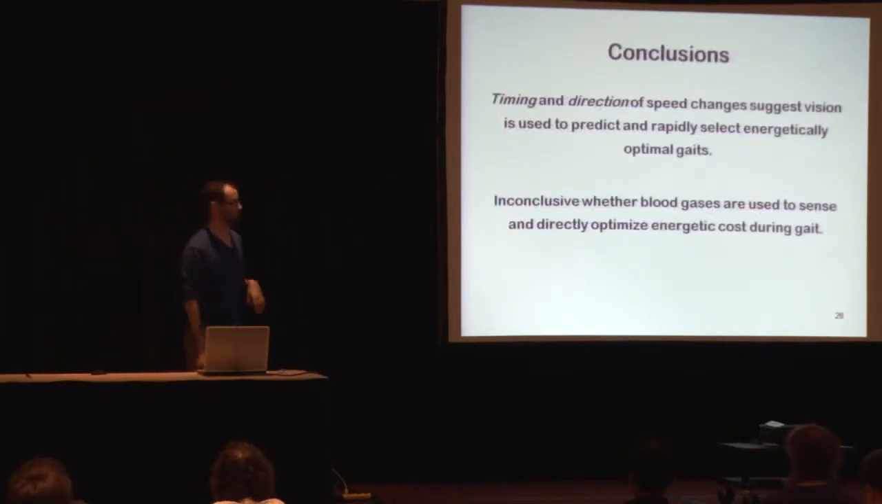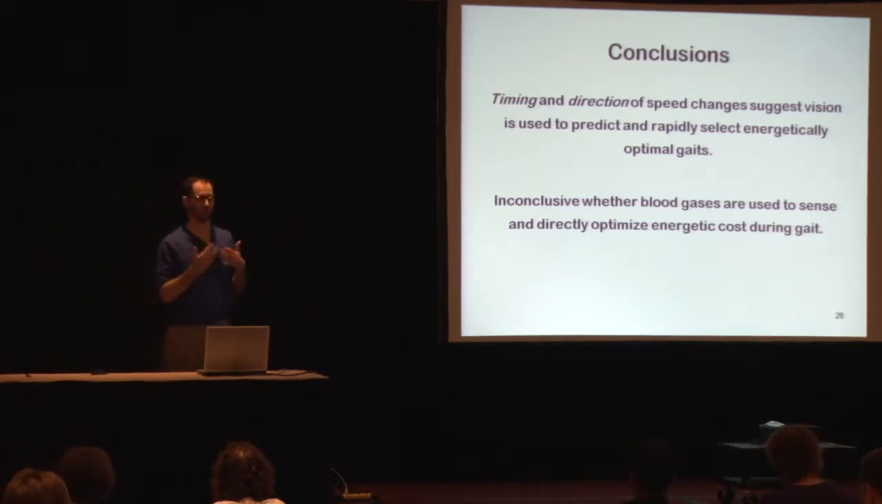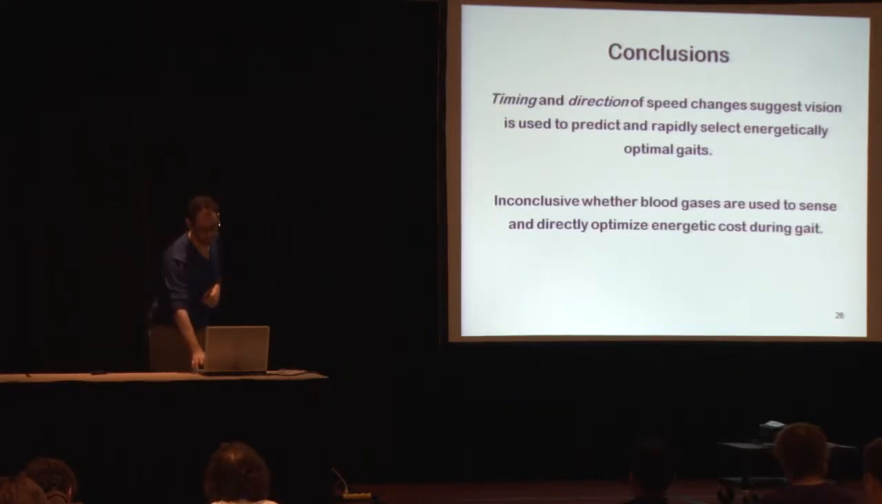Okay, so in conclusion, we were able to use vision to show that people are adapting gait speed on the fly and to probably select optimal gaits. What's inconclusive at this point is whether the blood gases are actually being used to sense and directly optimize metabolic cost.